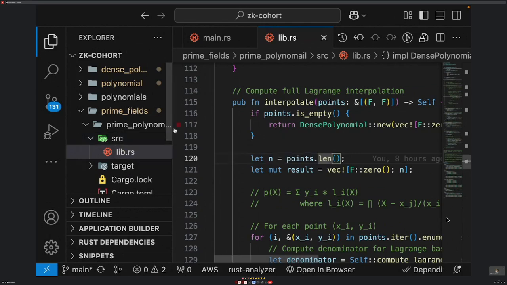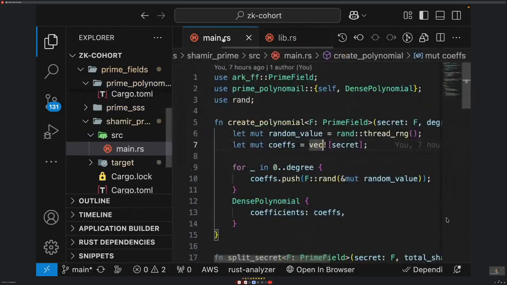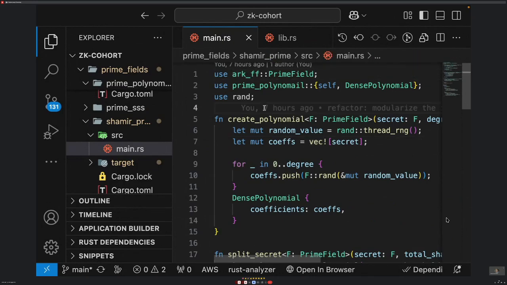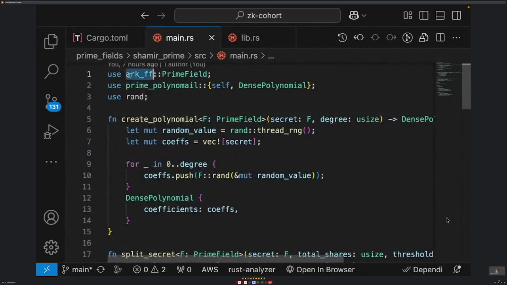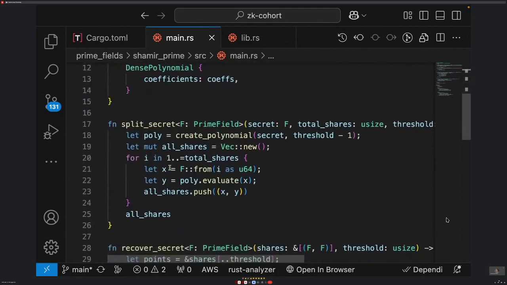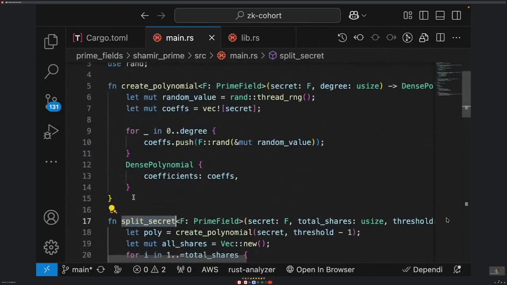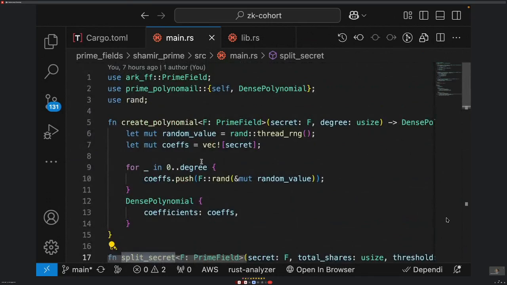So if I come back here, that's why I have the package here for prime field, then I have my own prime polynomial, then I have this rand package, which I'm going to use to generate random coefficients. First of all, as I said, the major things we needed were split secret and recover secret. But we also have something called create polynomial. Create polynomial is something that is going to help us to hide our secrets.